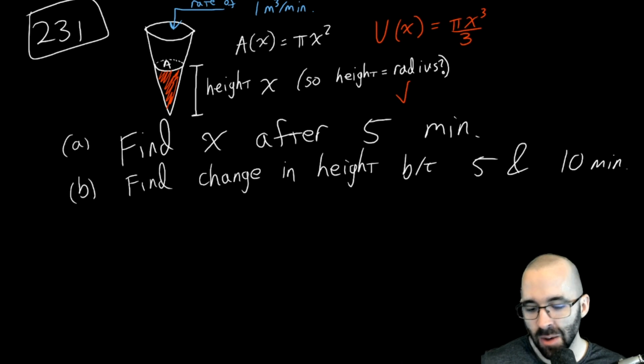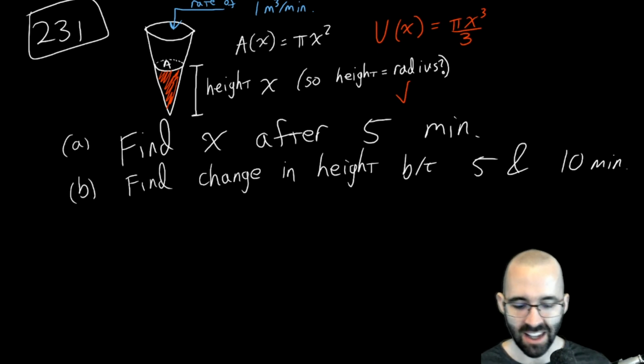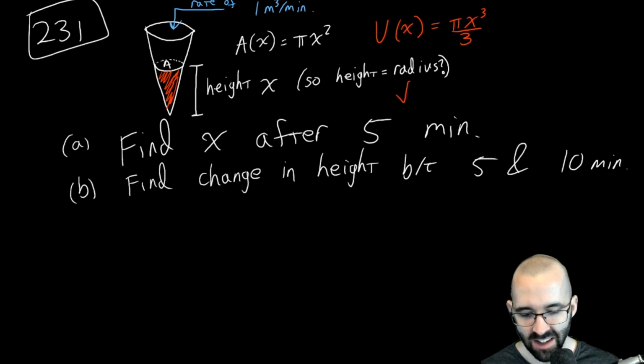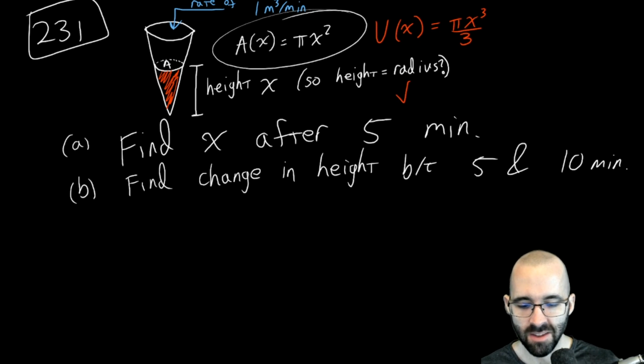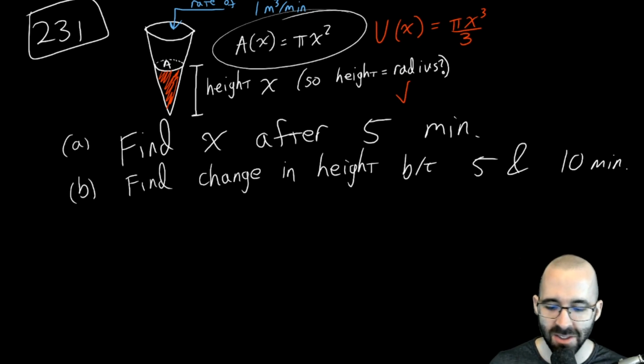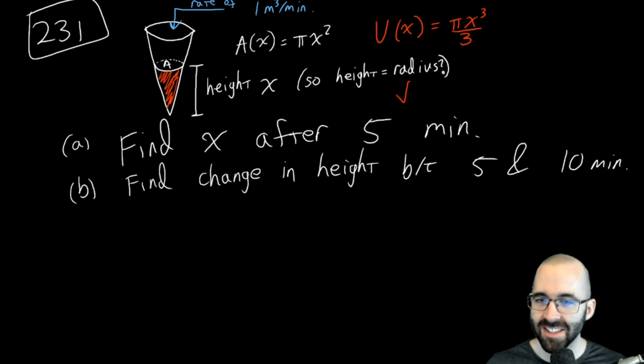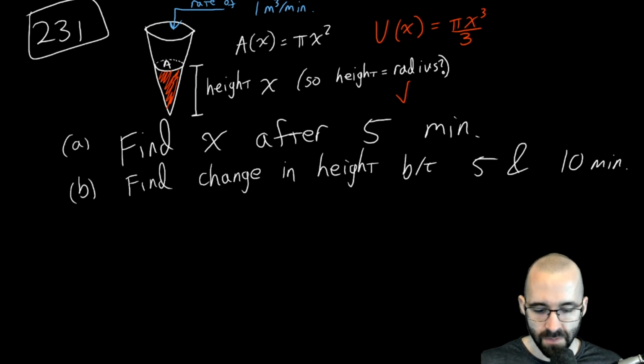So the first thing is, okay, what is the height after 5 minutes? So we know that the volume, I don't think the area, I think this area is mostly just telling us that the height is equal to the radius. I think that's probably most of its use. Again, showing these problem-solving methods that I use on first working through these problems.